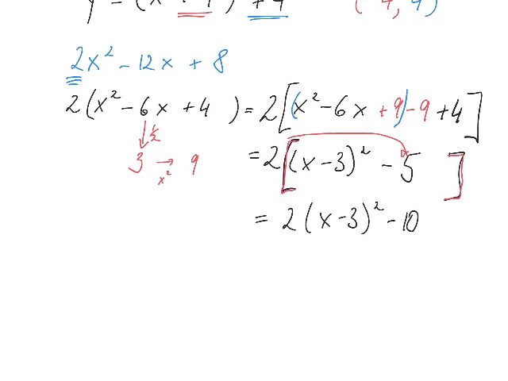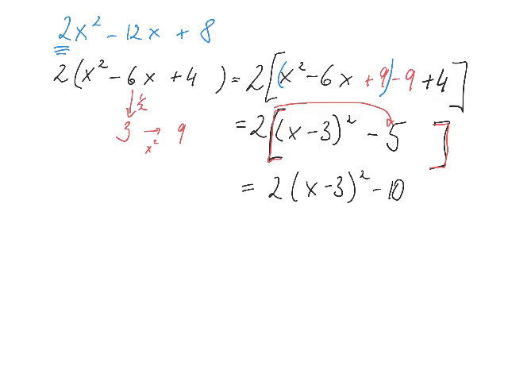And now I'm done. Again, I can read the vertex from it. So this would be the x and this would be the y. The x gives me a 3 and the y gives me a minus 10. Remember, for the x we have to change the sign. And that 2, that number in front of here, tells me how narrow or how wide a curve is.